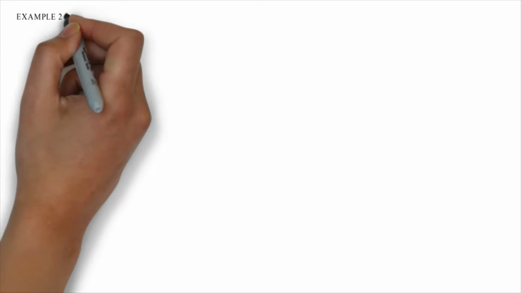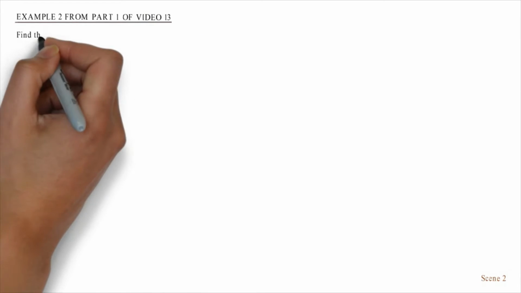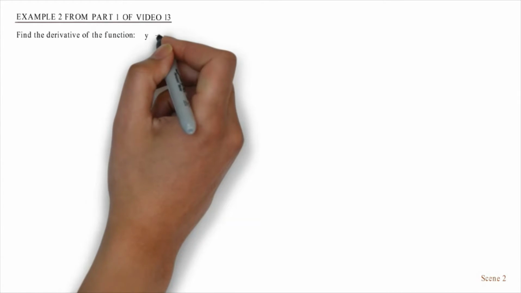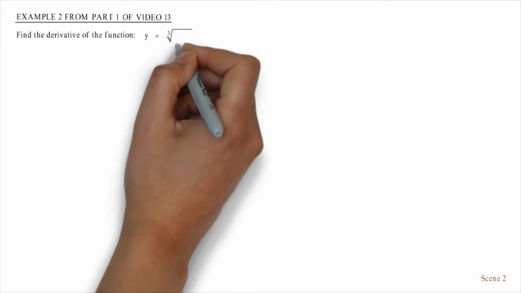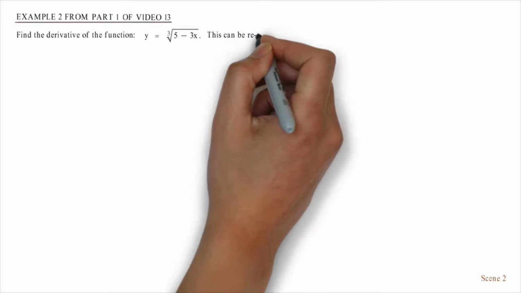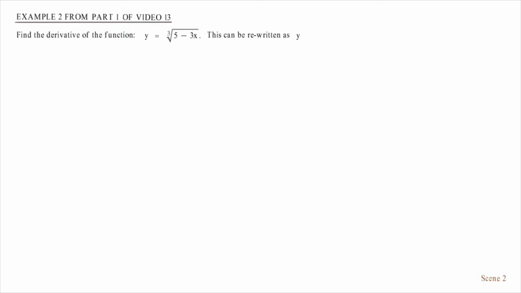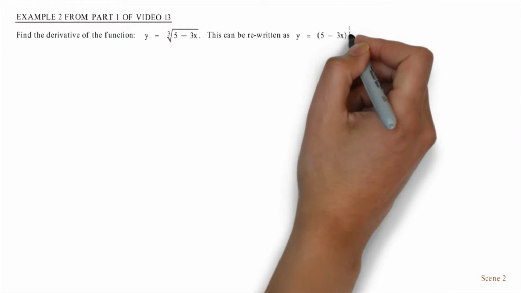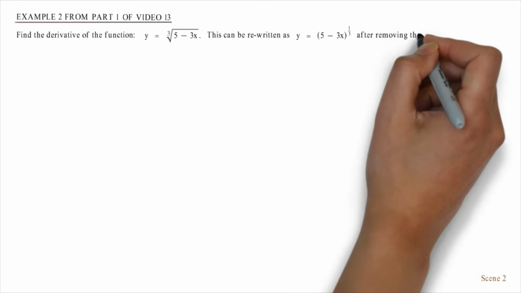Example 2 from part 1 of video 13. Find the derivative of the function y equals the cube root of 5 minus 3x. This can be rewritten as y equals (5 minus 3x) to the 1/3 after removing the radical.